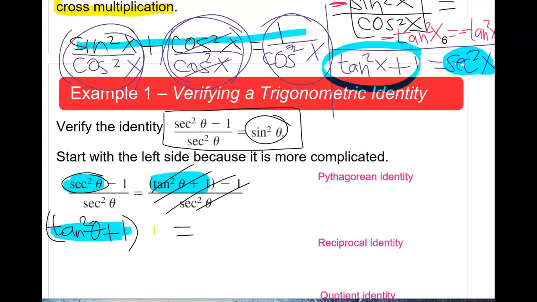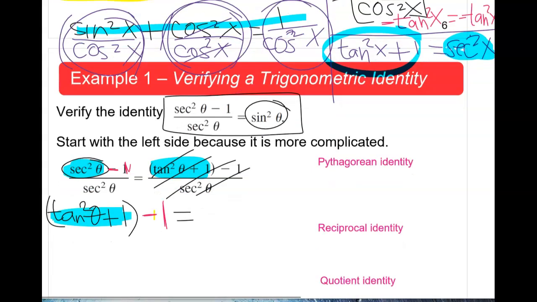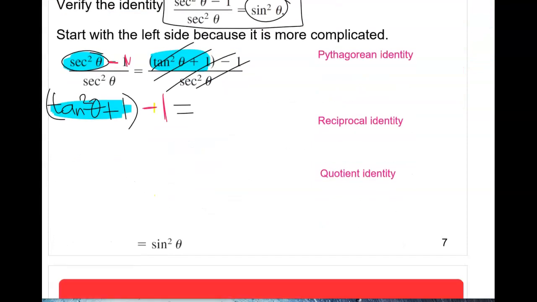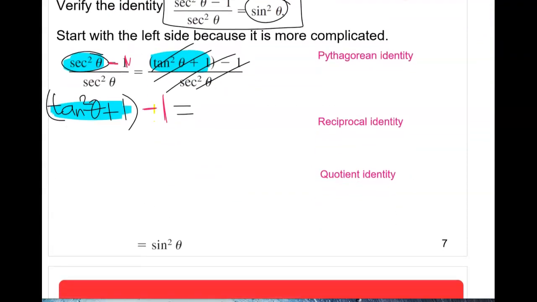Okay, now let's not forget that we have a negative 1 here, so I still need to write it down. And now from here, if I remove the parentheses, I will have tangent square theta plus 1 minus 1 equals. And positive 1 and negative 1, they're opposites, so they're equal to 0. So now we have tangent square theta equals.